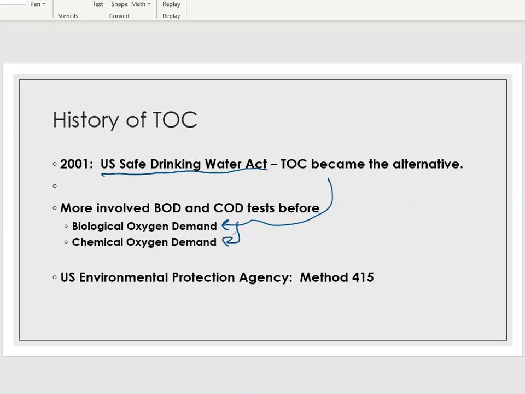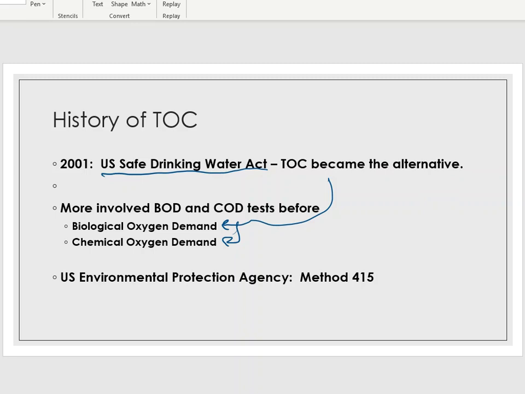So BODs and CODs still exist. There are still methods out there, and chances are we might get you to do a BOD or a COD in our program at some point in time. But TOC has made this arena so much easier and so much better and so much more convenient that we don't have to worry about these kinds of tests again. And that really depends on the lab, and it depends on the types of samples.